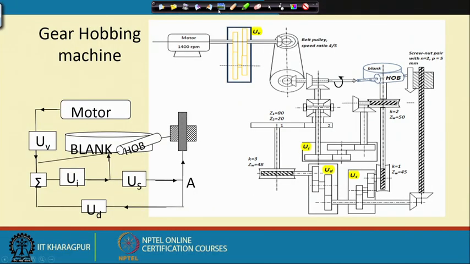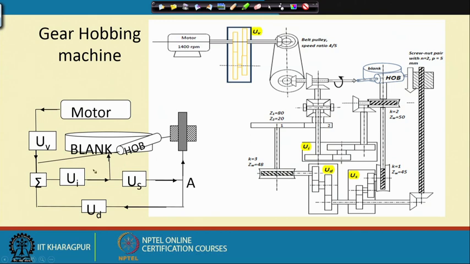What is the characteristic feature of hobbing? Hobbing can cut very accurate gears, provided you are using, say, a single thread hob. If you have a multi-start hob instead of a single start hob, there might be accuracy problems, that is, geometric accuracy might suffer. So, here we have shown a figure of the hobbing machine, which at the outset will be difficult to understand, but we can get the basic idea from this schematic figure.